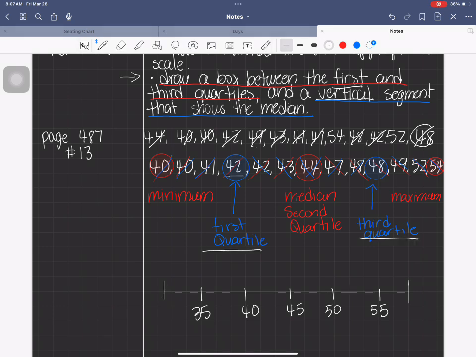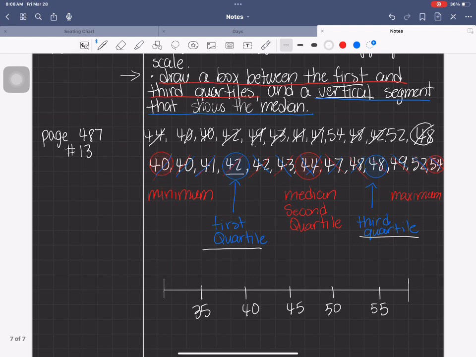Now, remember, your first quartile and your third quartile is what makes your box. Your first quartile and your third quartile. So you start off at 42 and end at 48, and then you draw your line right in the middle, which is the median, which is 45. And that's what a box plot is.